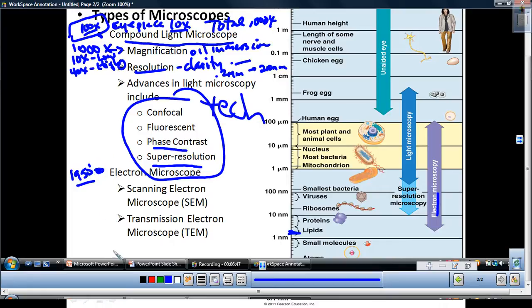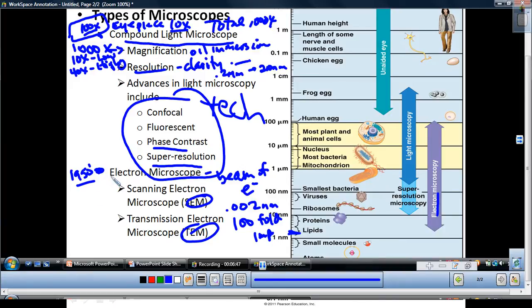The bottom section, the electron microscopes, the two that I want you to know are SEM and TEM, and just as the word implies, it shines a beam of electrons through the object, through the specimen. It can achieve a resolution of 0.002 nanometers, which is pretty powerful. It's basically a 100-fold improvement over the compound light microscopes. So it's pretty amazing that it can do that.